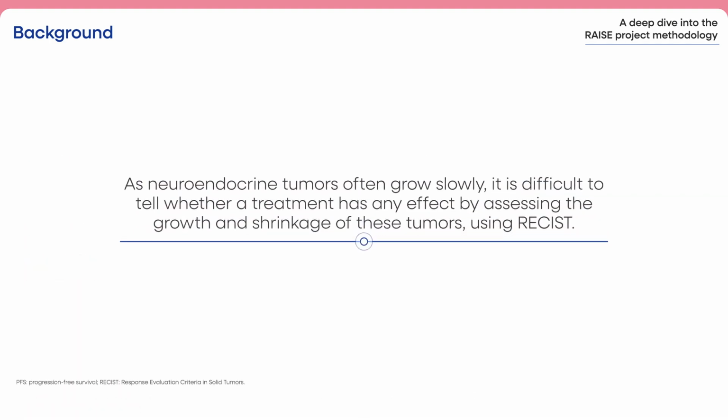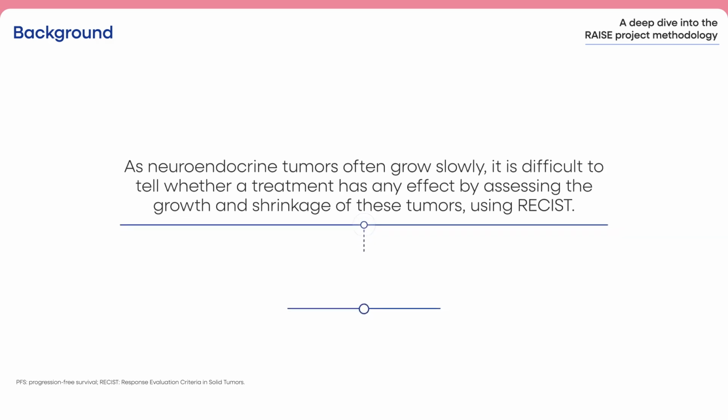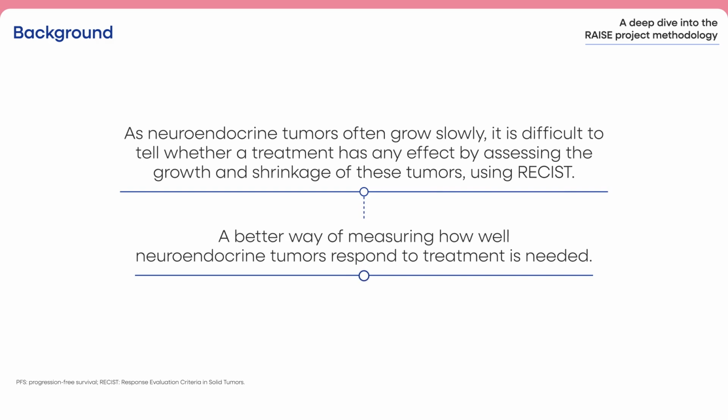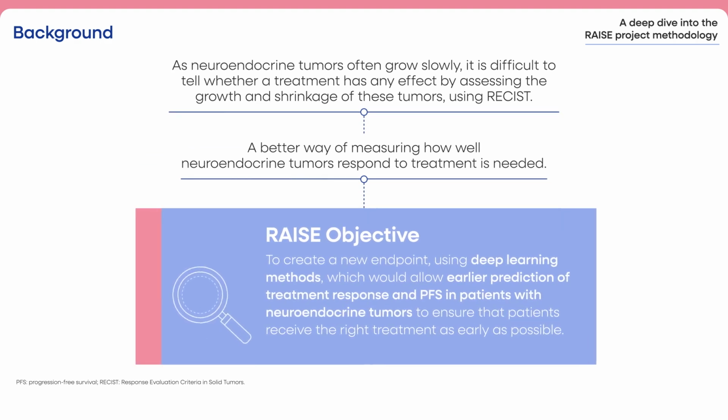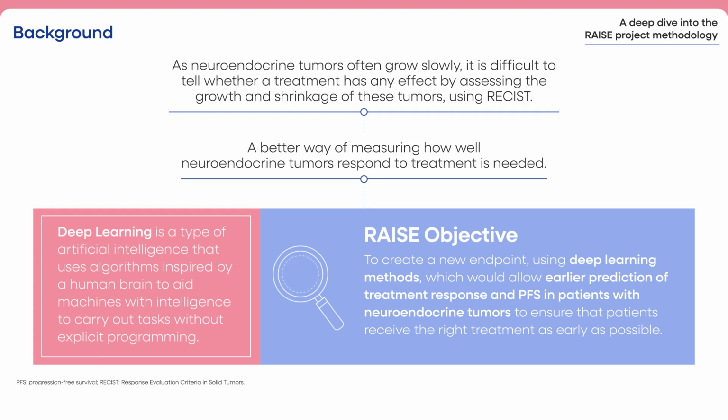However, as neuroendocrine tumours often grow slowly, it is difficult to tell whether a treatment has any effect by assessing the growth and shrinkage of these tumours using RECIST. A better way of measuring how well neuroendocrine tumours respond to treatment is needed to ensure that patients receive the right treatment as early as possible. The RAISE project aimed to create a new endpoint using a type of artificial intelligence called deep learning. This endpoint would allow earlier prediction of treatment response and progression-free survival in patients with neuroendocrine tumours.